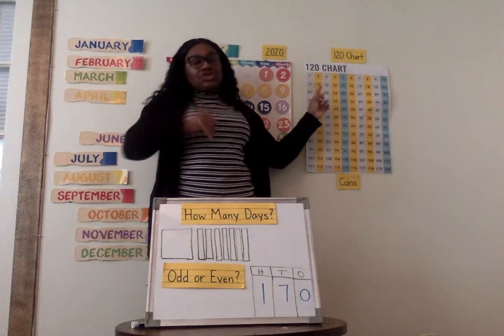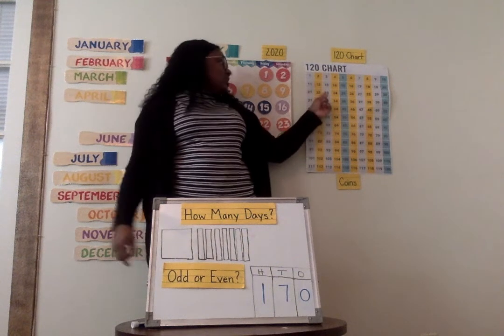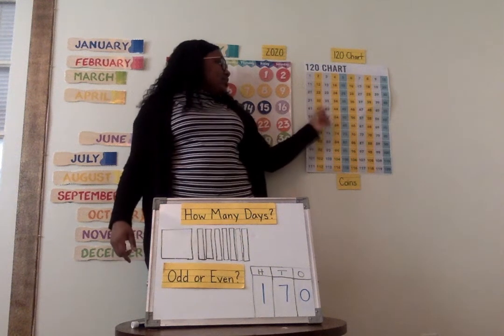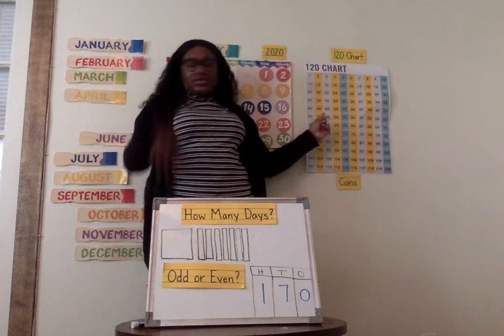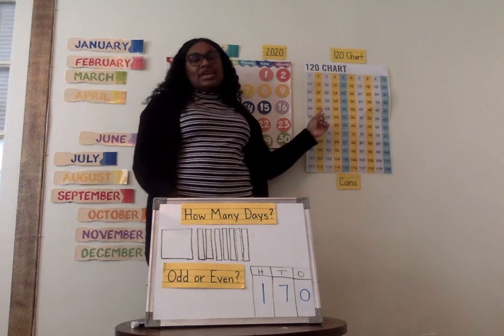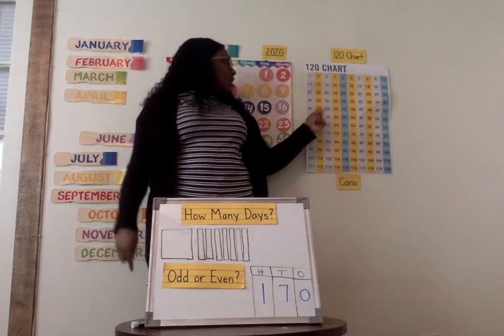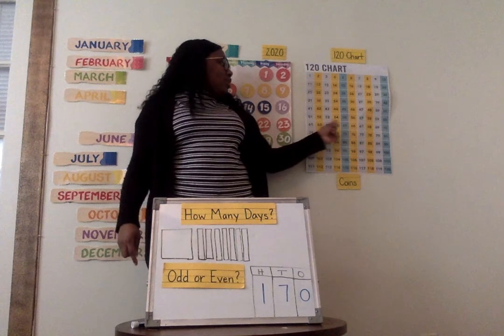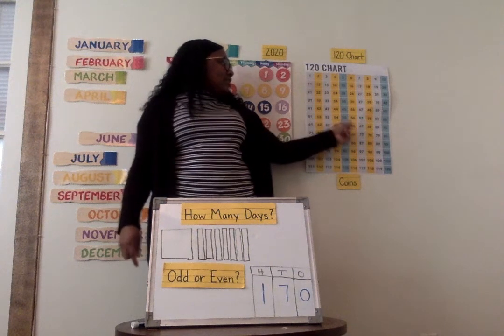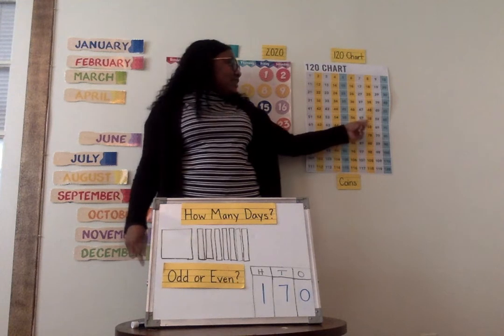Stop. Switch, count up by 10s. 23, 33, 43, 53. Stop. Switch, count up by 1s. 53, 54, 55, 56, 57, 58.